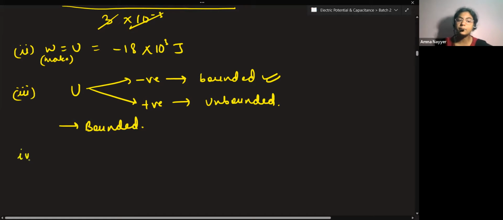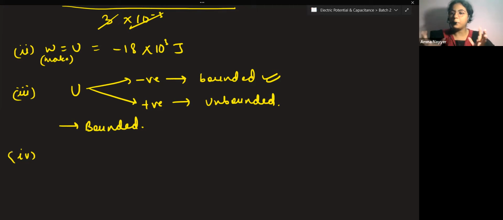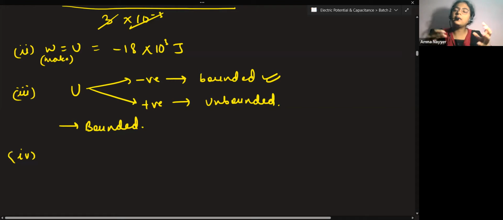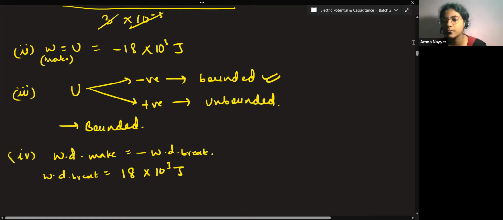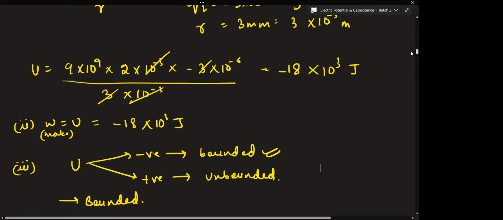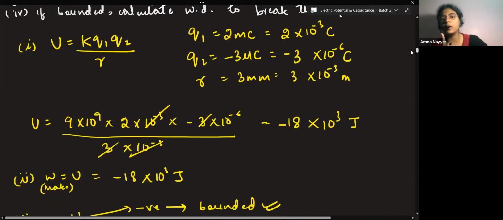Now it says if it is bounded, what is the work done to break the system? So if minus 18 into 10 to the power 3 joules is required to make the system, to break it we need the same amount of energy, but in the opposite direction. So the work done to make the system is just the negative of the work done to break the system. So work done to break the system will be what? It will be positive 18 into 10 to the power 3 joules. Easy, clear to all of you? Yes. So note down the solution. All those who have not written, then we'll do one more question on this.